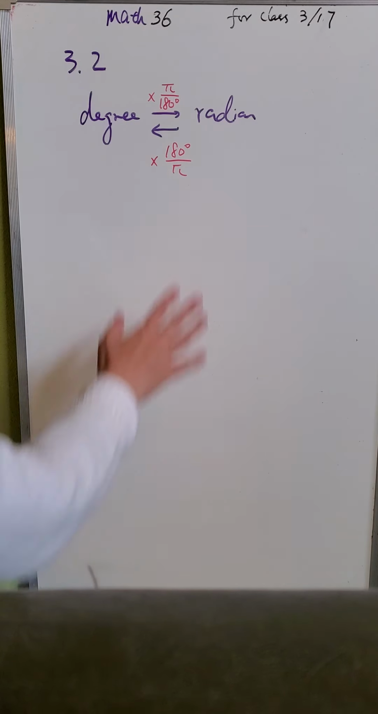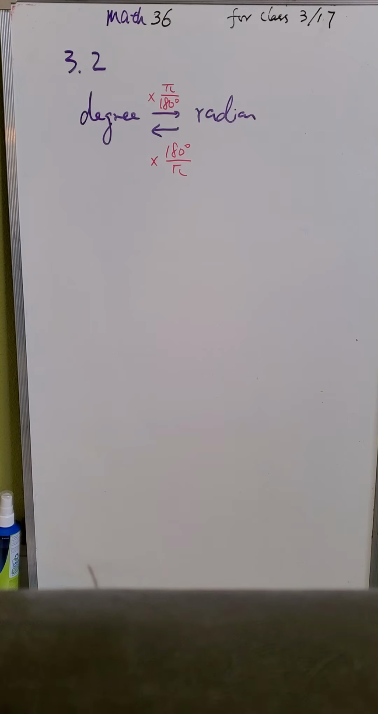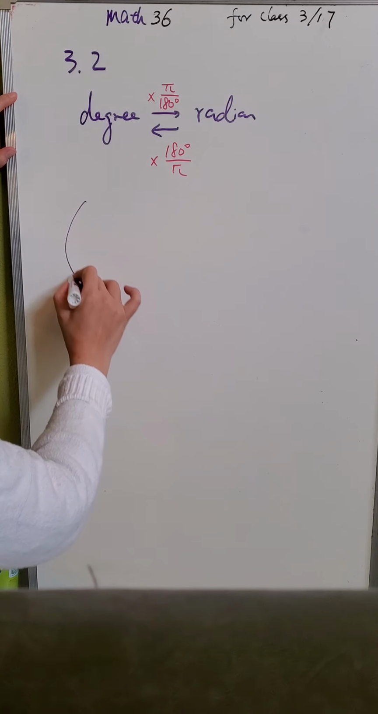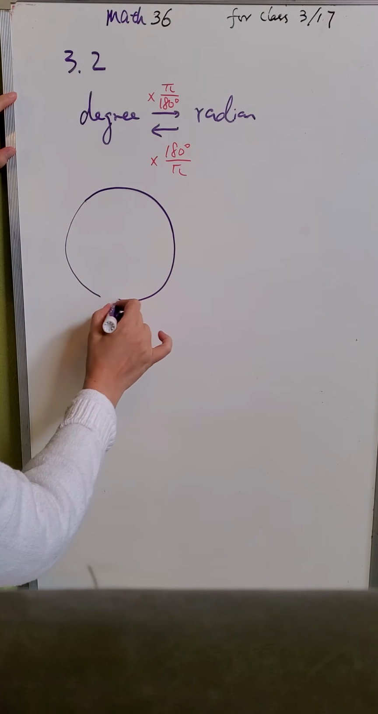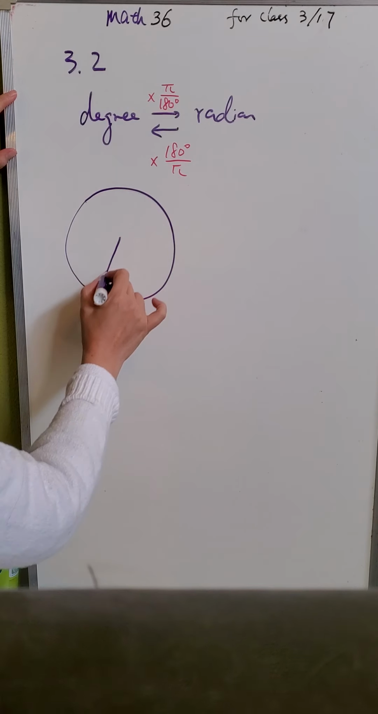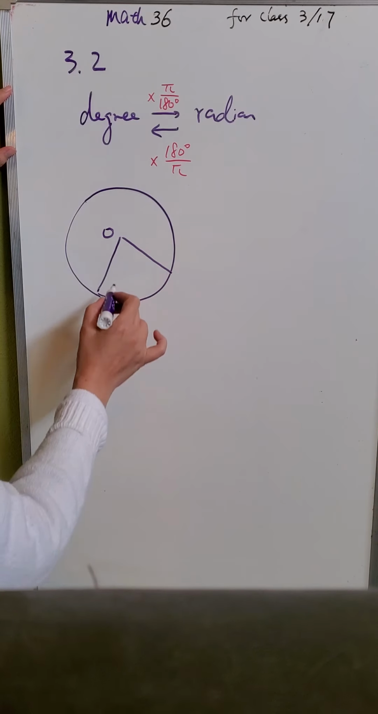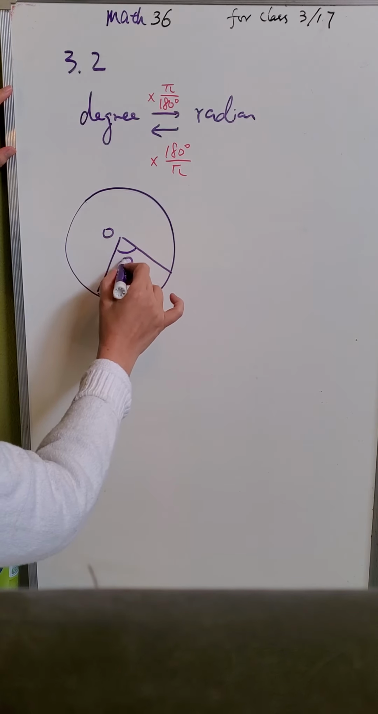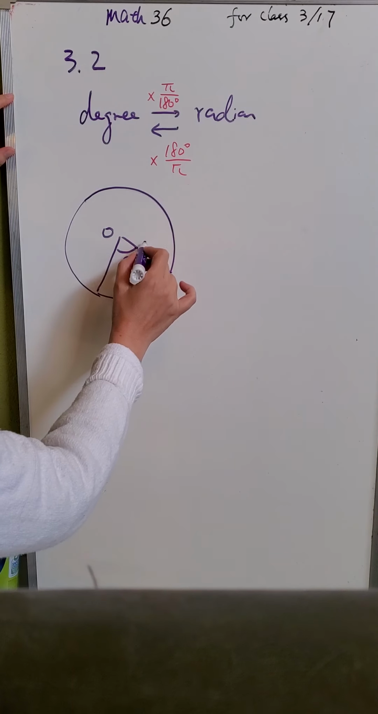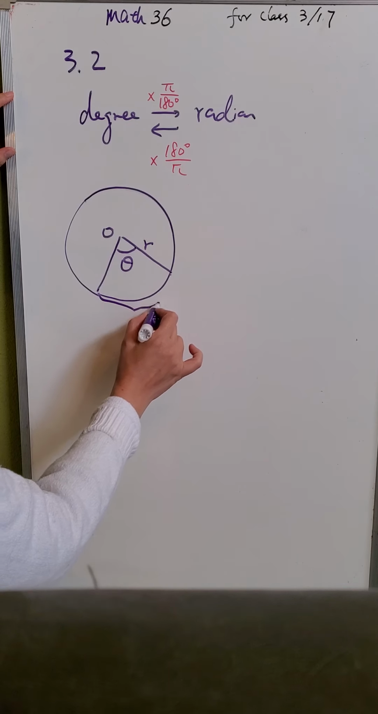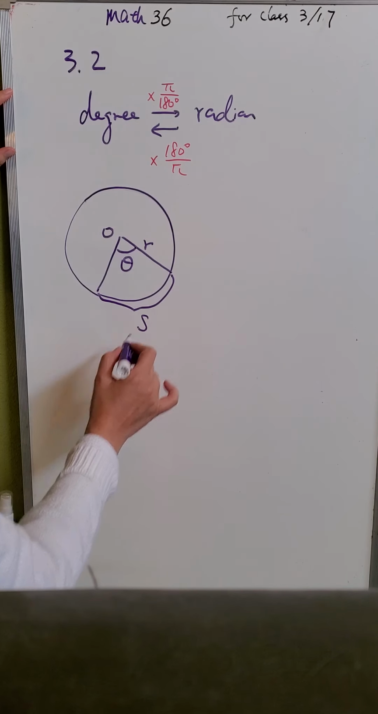The last thing: why do we have to learn radians? One thing is that it's useful for application problems. For instance, if I have a circle and I cut a piece out like a piece of pie, and let's say this is my center, this is my angle here, this is my radius, and this is my arc length. This length here we call S.